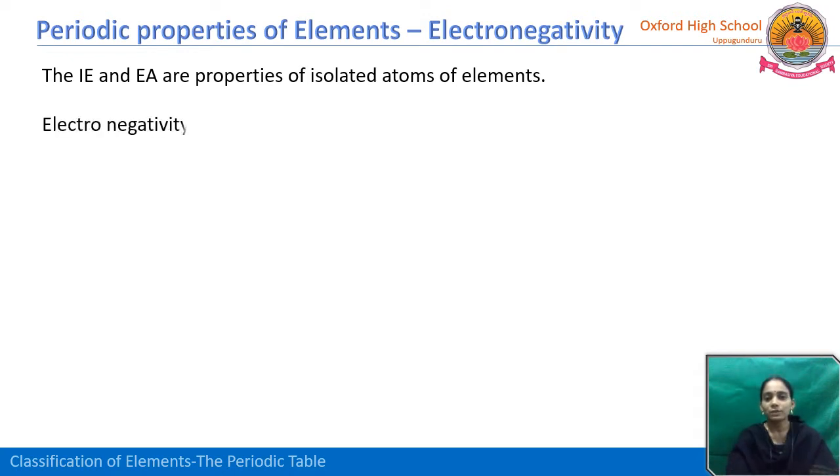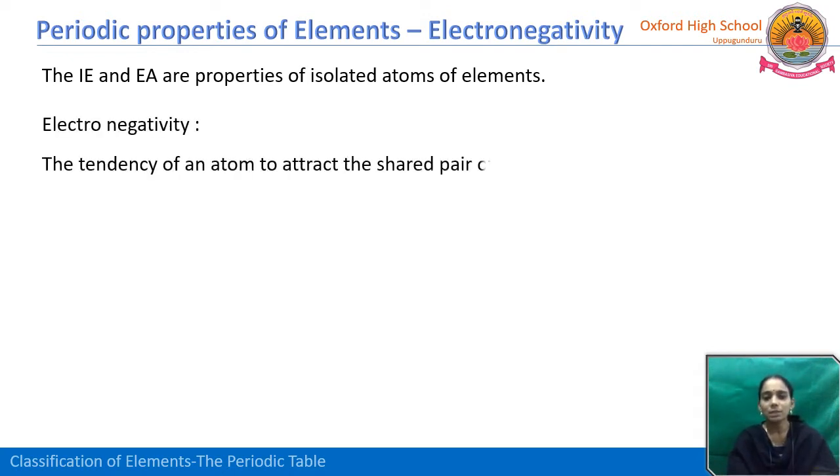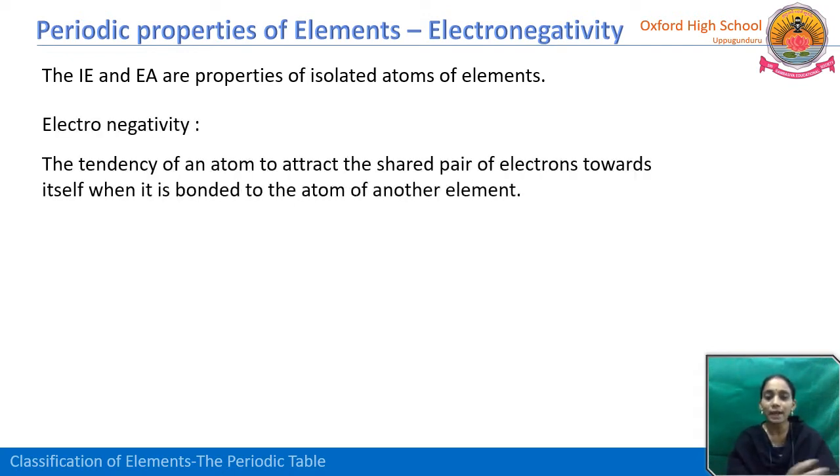What is electronegativity? Electronegativity is nothing but the tendency of an atom to attract the shared pair of electrons towards itself when it is bonded to the atom of another element. That means when two atoms are combined and sharing electrons, the one which has more capability to attract the shared pair towards itself has more electronegativity.